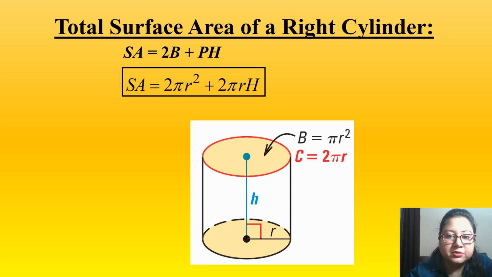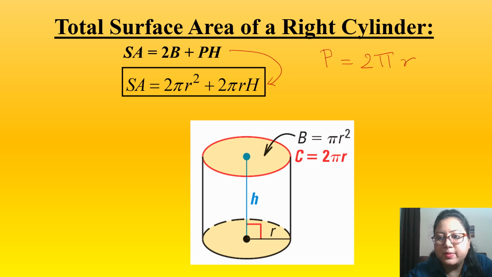Now if I may ask you, from this one to this one, how did we go? I'm sure my viewers, my students, are able to identify that P, which was the perimeter of the base, or the circumference of the circle, is 2 pi r. That's what we have substituted. And capital B is the area of the base, which is nothing but the area of the circle. So the formula is pi r square.